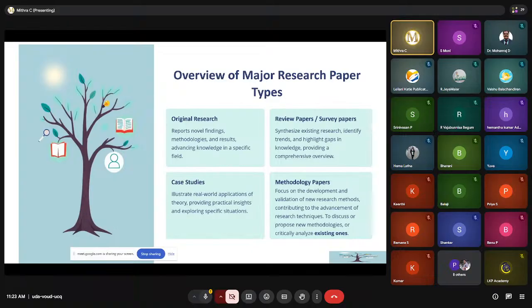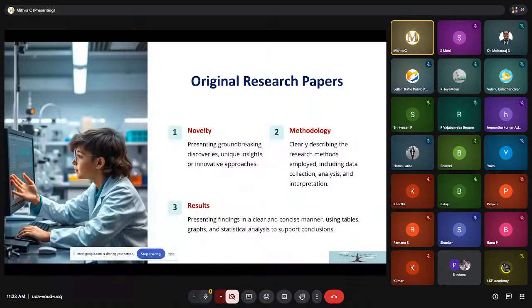We have 4 major research paper types that we are going to discuss today: original research, review paper, case study based, and methodology paper. So let me tell you, what is an original research paper? In an original research paper, first of all, the novelty has to be there. What is novelty? Unique insights. What you have discovered, or what kind of innovative approaches you have gone through.